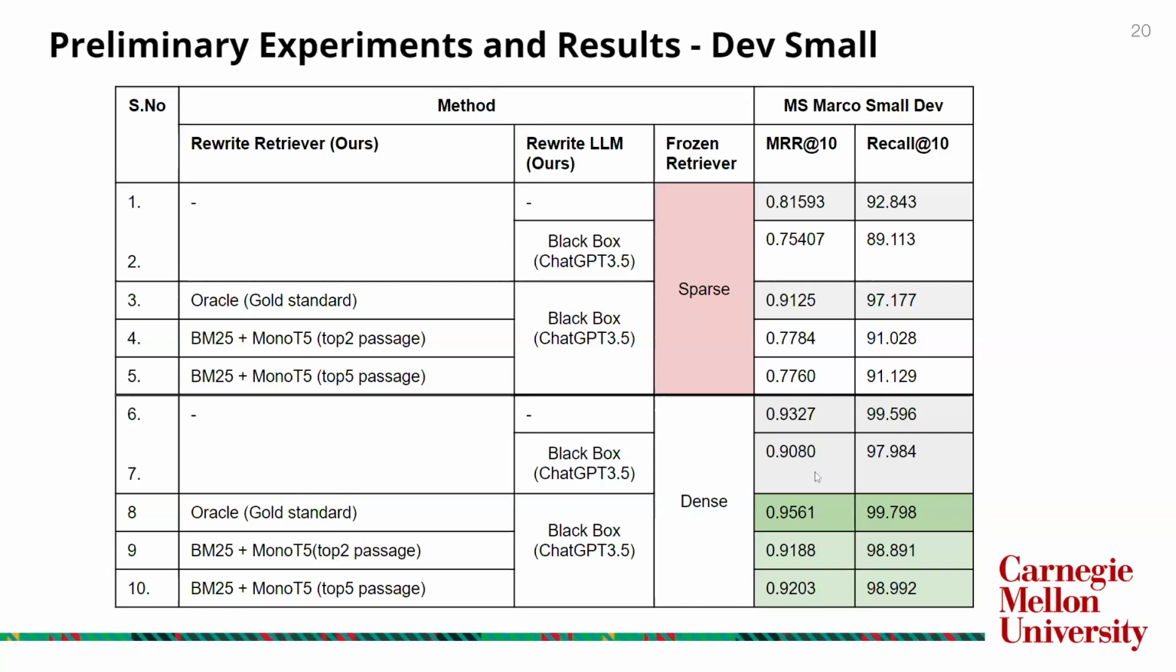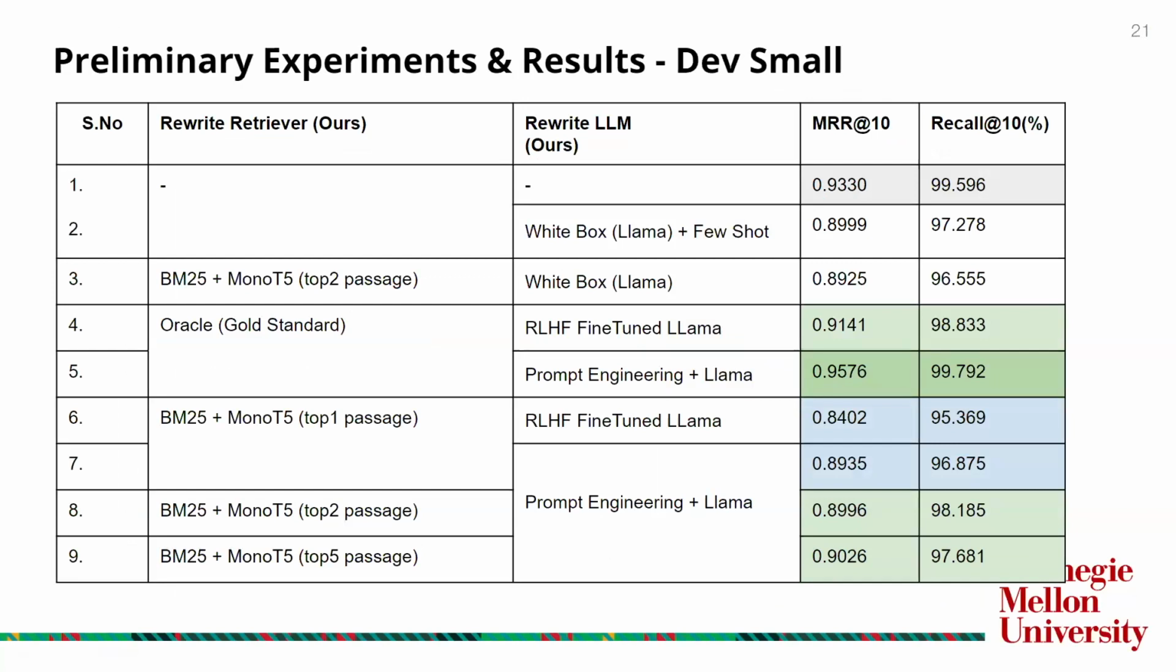Finally, we also see that using our own retriever, performance increases as we increase the number of passages from 2 to 5. So this gave us a promising scope for improvement, and hence we reran these experiments for the white box LLM as well, which was Llama, the final LLM we wanted to use for our Capstone project.